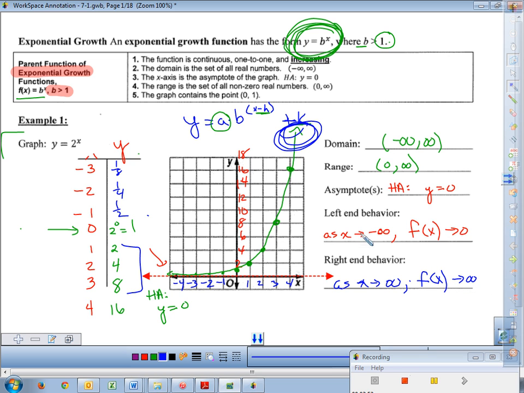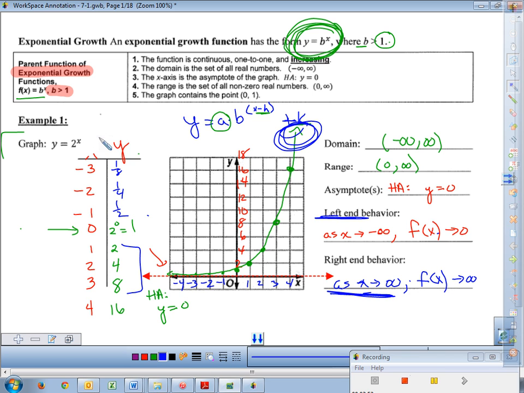Same starting every time. As x approaches negative infinity, that talks about the left end. The right end talks about as x goes to infinity. Just tell me what the y values are doing, is what that last part is. F of x approaches whatever it is.